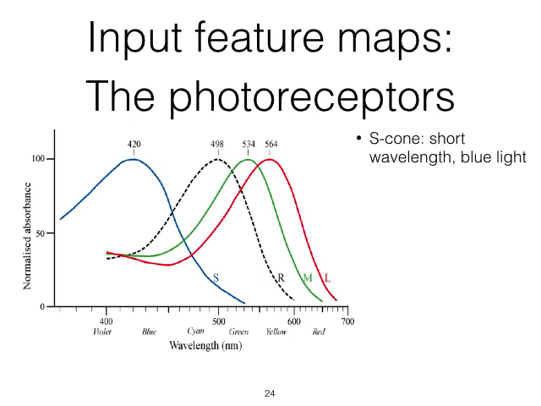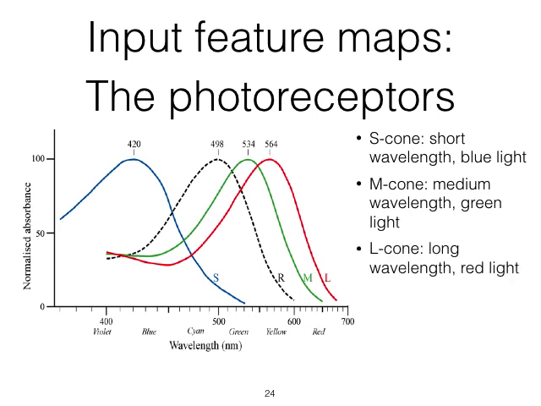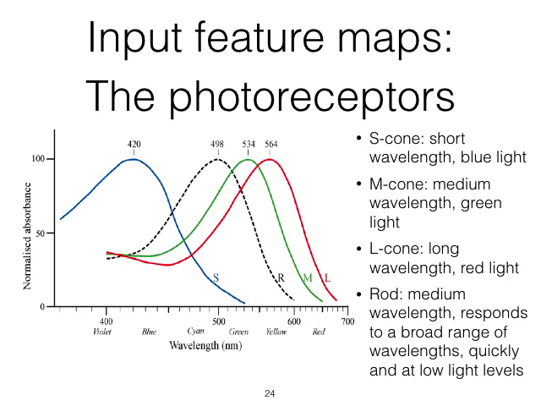Right? So the S cone, which we see in blue here, responds to short wavelengths, so blue light. The M cone, which we see here in green, responds to medium wavelengths, and the L cone responds to long wavelengths such as red. Okay. And the rod responds to something in the middle, quite a broad range of wavelengths, and it responds very quickly and under low light conditions, which the other colour ones don't, which is why we don't have good colour vision in low light.